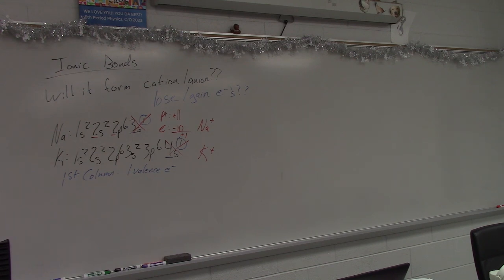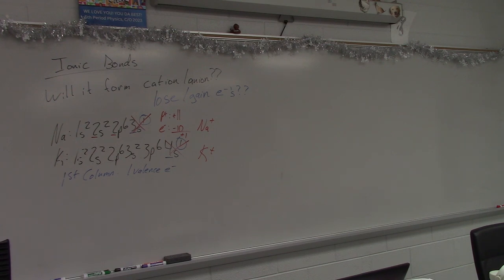Then you get to the 14th column. They don't like forming ions. They're weird. What they like to do is share, because sharing is caring. They're covalent. They like forming covalent bonds. But then we switch.